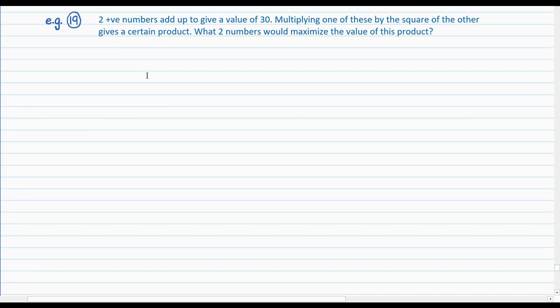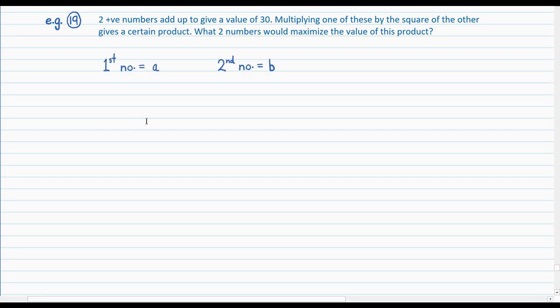Two positive numbers add up to give a value of 30. Multiplying one of these by the square of the other gives a certain product. What two numbers would maximize the value of this product? So two numbers form the basis of this problem. Therefore, the first thing to do is account for them somehow. You can do that by representing each of them with a different variable. I'll call the first number A and the second number B.